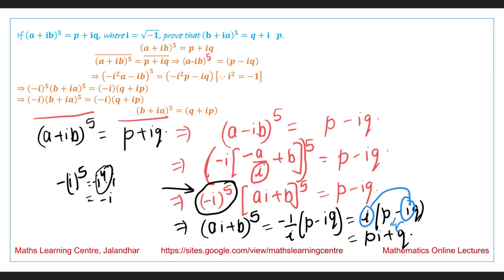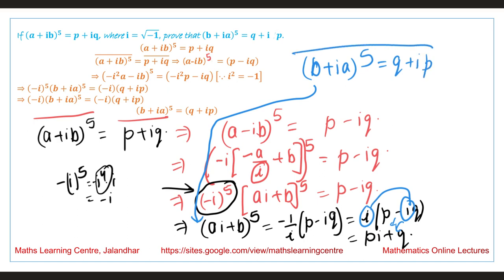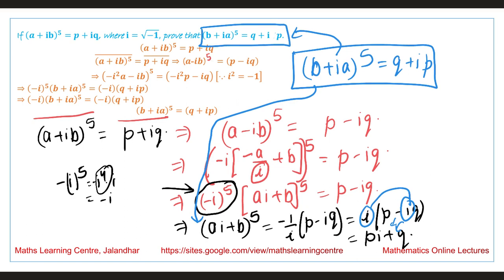So the answer we are getting over here is that (b + ιa)^5, we are talking about this term, is equal to q + ιp, and this is what we have to prove.